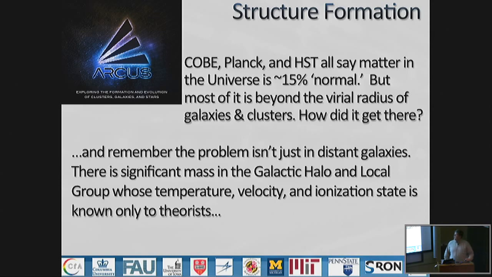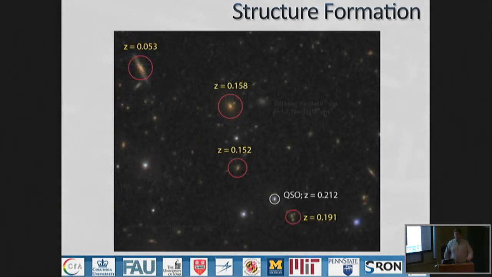We know that most of it is beyond the virial radius of galaxies and clusters, but we don't know how it got there. Did it start out there and then galaxies and clusters formed? Did galaxies and clusters blow that material out after formation? Is it a combination of the two? It's important to realize that this isn't a problem just way out there. We don't even know really what's going on in our own galactic halo or local group. So we would definitely like to have a better grip on where all that stuff is out there in the universe. So how are we going to do this? Well, here is a quasar at a redshift of 0.2, so it's reasonably nearby.